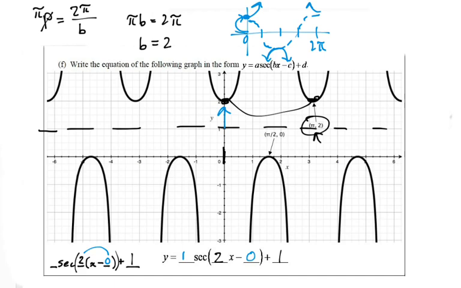Now what if this was like 2 right here? Like it went up 2, then this would be a 2. What if it wasn't up here? What if it was down here and there was a line like that? Then we would have to have a negative A. But anyways, that's it for that.